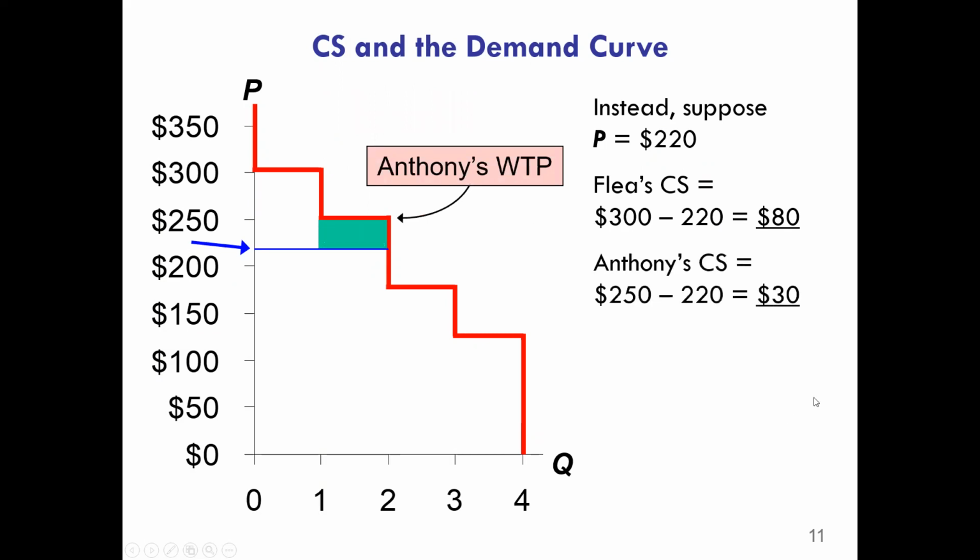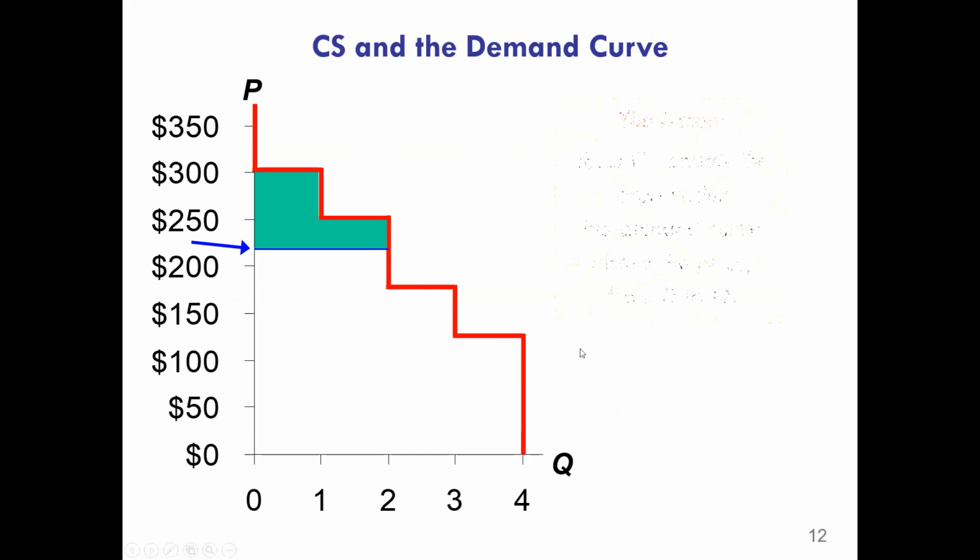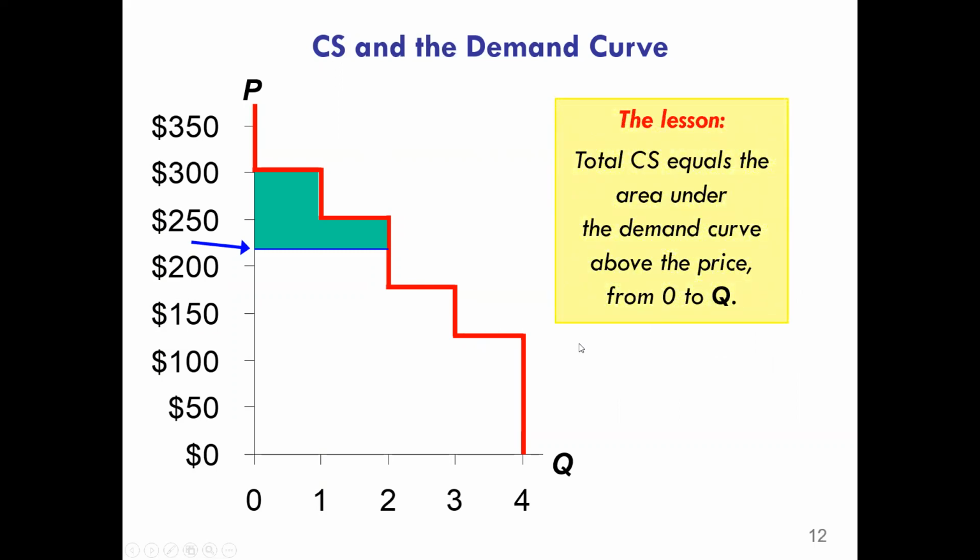Anthony's consumer surplus is going to be $30. This is the difference between his willingness to pay of $250 and the price of $220. So the total surplus between Flea and Anthony is going to be 110, which is the sum of their individual consumer surpluses, 80 plus 30. So what is the lesson so far? Total consumer surplus equals the area under the demand curve above the price, from 0 to the quantity.